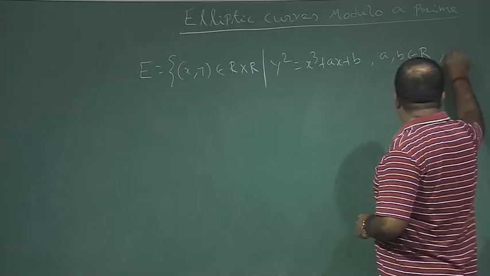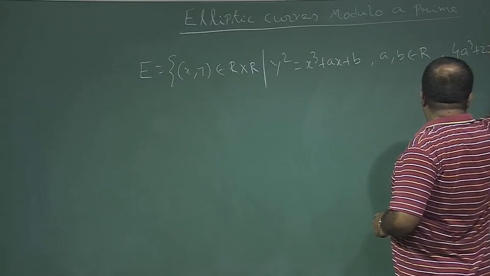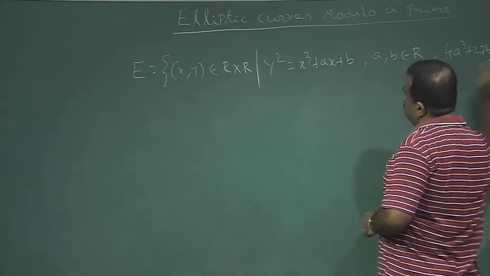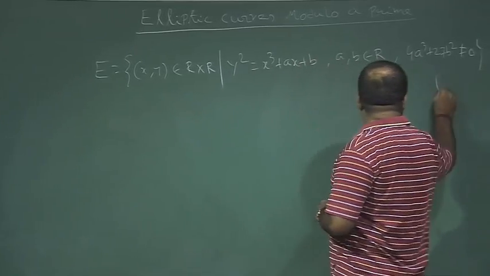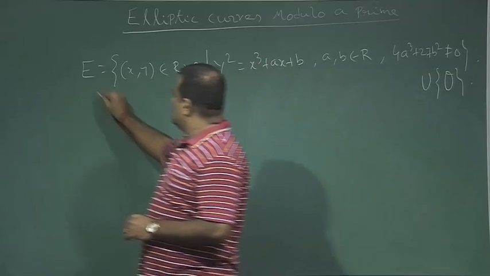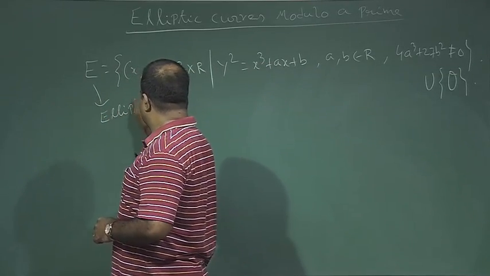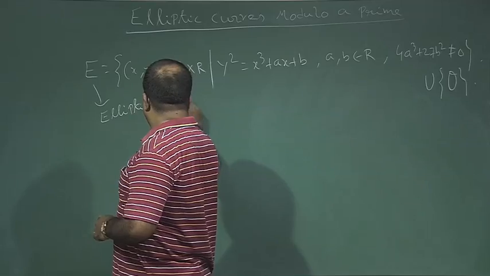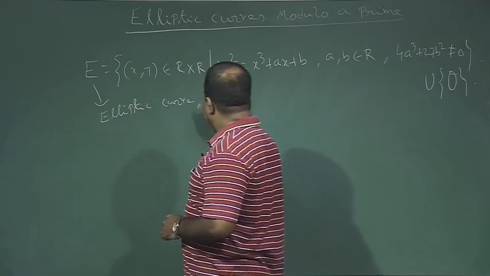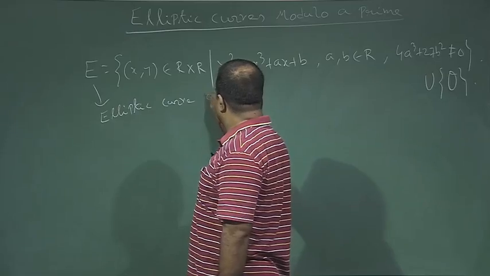4a cubed plus 27b squared is not equal to 0, along with the point at infinity. This is the elliptic curve over R. This set is the elliptic curve points over R.